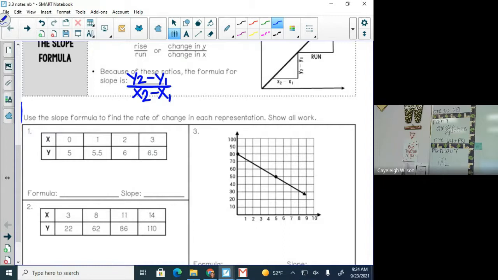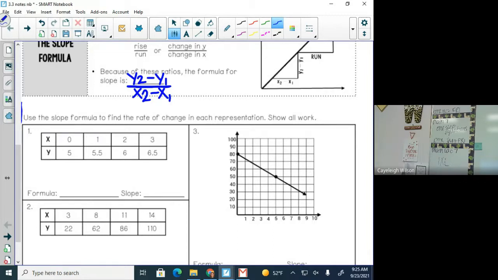All right, so it says use the slope formula to find the rate of change in each representation and show all your work. So rate of change is just an interchangeable word for slope. If you don't like the way it says rate of change, you can always change it to slope. Okay, so they give us a table. It's called a table because it's made up of x values and y values. The x's that are on top of the y's, those are the ones that go together. So this is an ordered pair, this is an ordered pair, this is an ordered pair, this is an ordered pair.